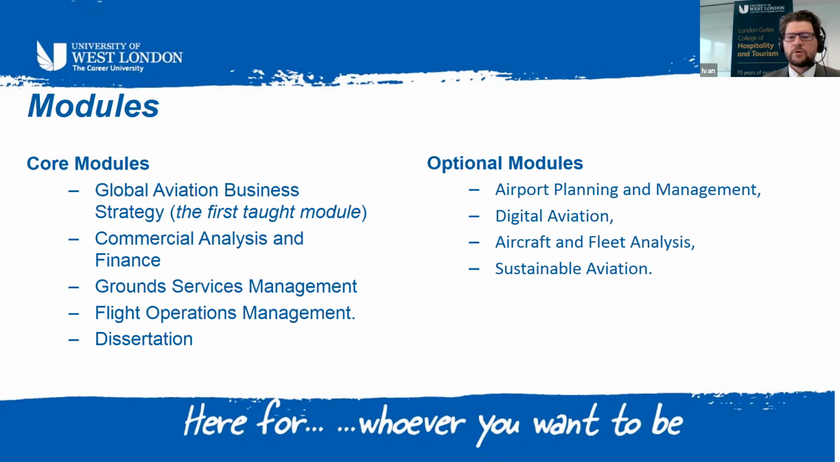And then out of the optional modules, there are 4, and you can select 2 modules of your preference. You can make a flavor of your program itself. You can decide to go into digital aviation and maybe sustainable aviation to be more on the cutting edge of aviation nowadays. Or if you want to go to the more core side of aviation, you can go into airport planning or aircraft and fleet analysis.